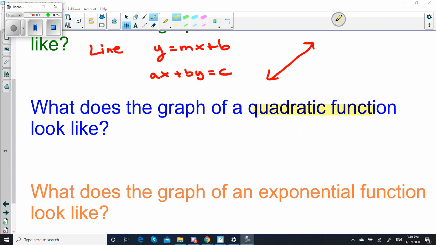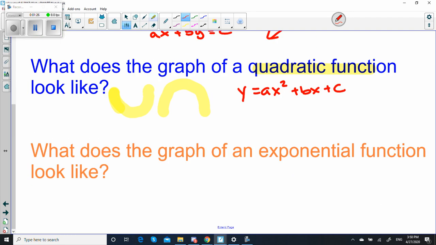All right, and what does the graph of a quadratic function look like? A quadratic function is what we've been working on in Chapter 8. So it's a parabola. We know what it looks like. Or it could be this way as well. We know standard form for a quadratic is y equals ax squared plus bx plus c. You can take the bx out or the c, but you need that squared on the x.